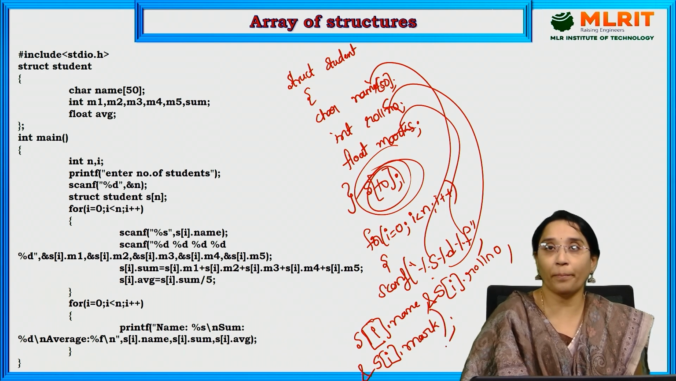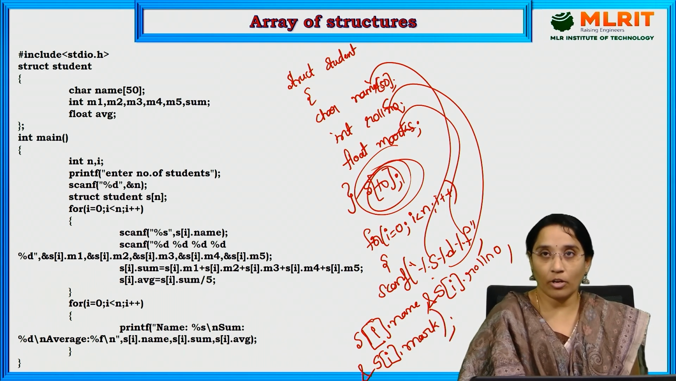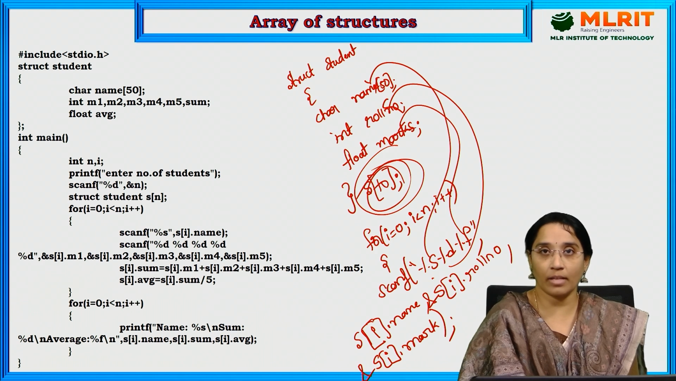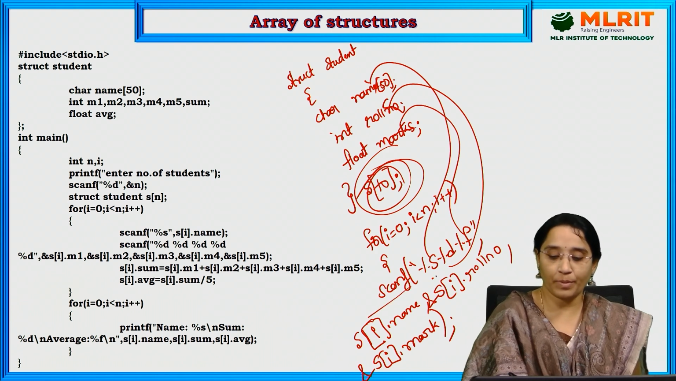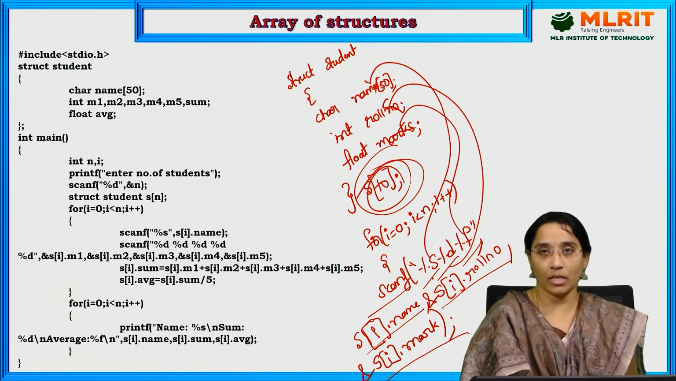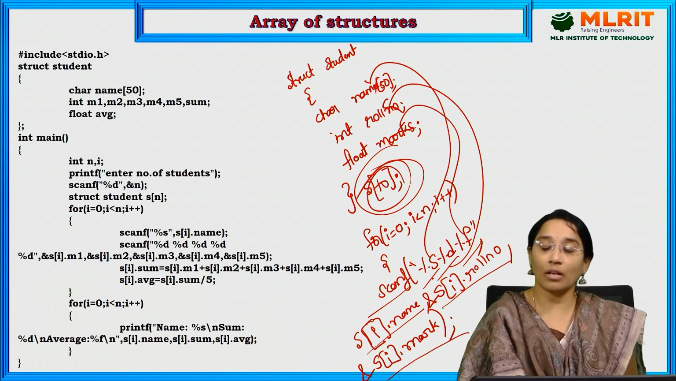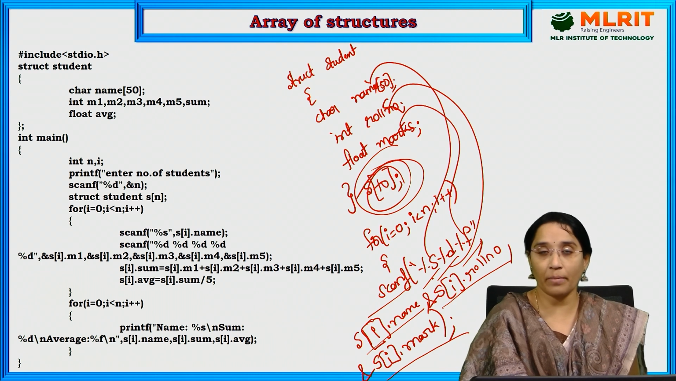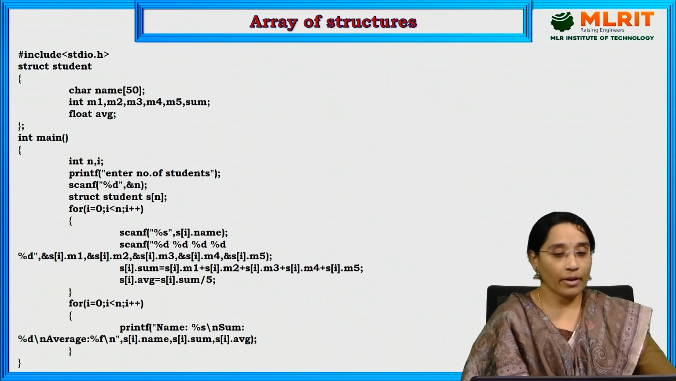So if you want to print the same, again take a for loop: for I equals 0, I less than n, I plus plus. Printf percent s, percent d, percent f, comma, S of I dot name, S of I dot roll number and S of I dot marks. While giving a string as an input, we should not give the address. Why? Because a string already knows the base address of the array. This is array of structures.